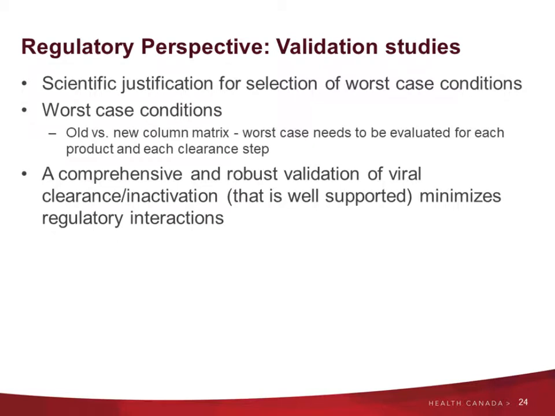So another important thing to keep in mind is the scientific justification for selection of worst case conditions. For example, with column matrix and validation of performance of the column matrix, it should be understood what the worst case is. For example, if the column matrix is more effective, whether it's new or whether it's been used multiple times, this should be understood, and the worst case should be used to calculate the viral clearance. So a comprehensive and robust validation of viral clearance and inactivation that is well supported minimizes regulatory interactions.